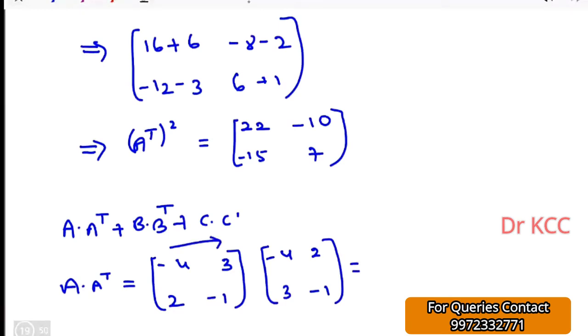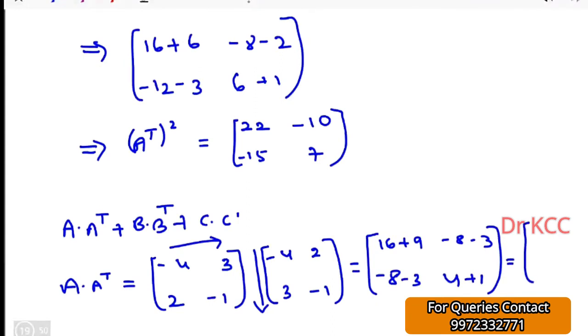First row first column, minus 4 into minus 4, 16, 3 3s are 9. Then first row second column, minus 8, 3 1s are 3, minus 3. Then 2 4s are 8, then minus 1 into 3, minus 3. Then 2 2s are 4, minus into minus plus, 1 1s are 1. Finally I'm finishing the answer in one line: 16 plus 9 is 25, minus 8 minus 3 is minus 11, minus 8 minus 3 again minus 11, then 4 plus 1 is 5. This is A into A transpose.